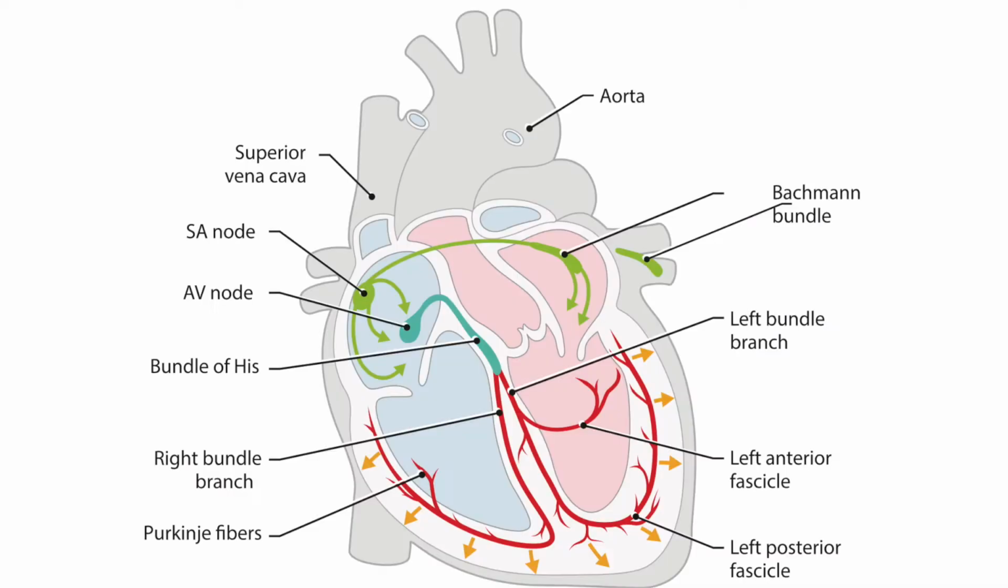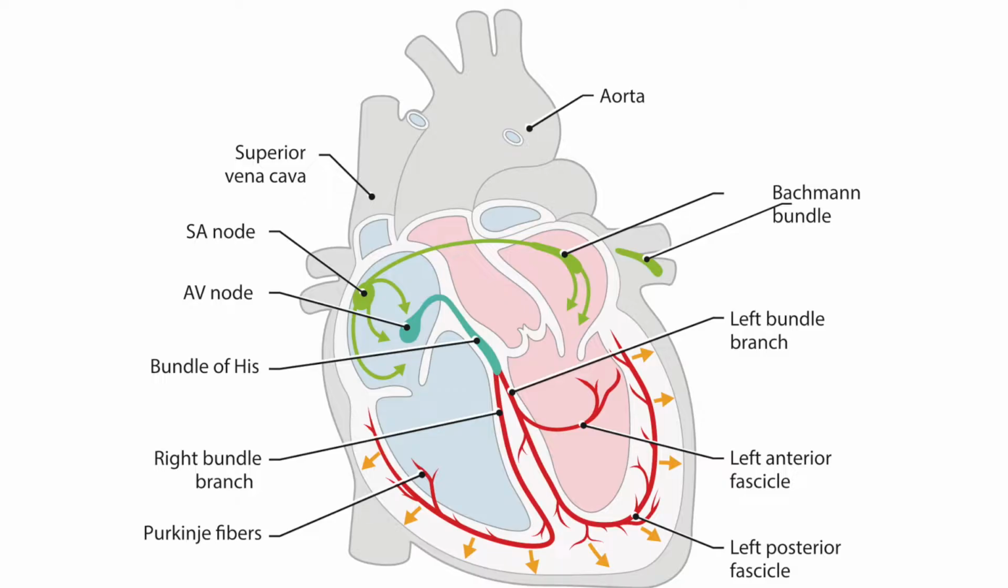First, we're going to have that SA node, which is also known as the primary pacemaker, or you can think of it as the big boss, which is located at the top of the right atrium. Now, the SA node is going to create an electrical impulse that causes the atria to contract. Then, that signal is going to pass through the second step, which is known as the AV node.